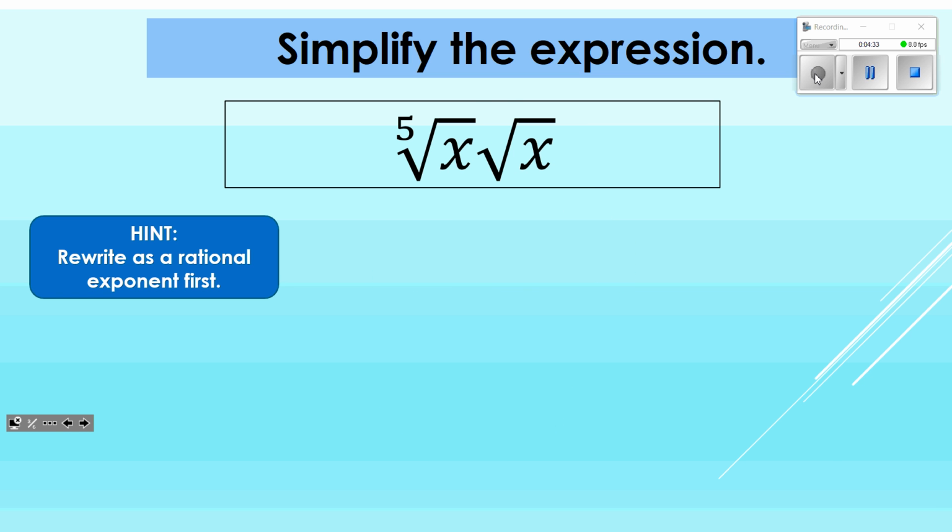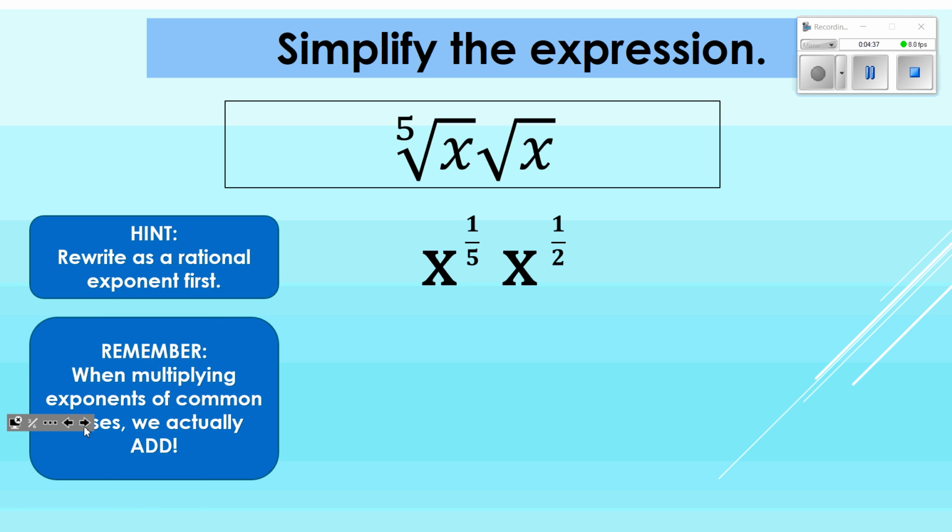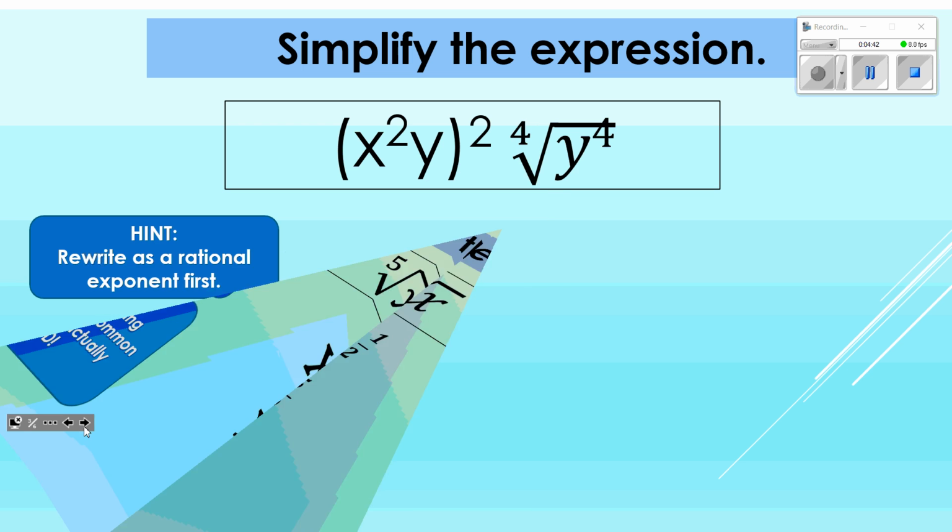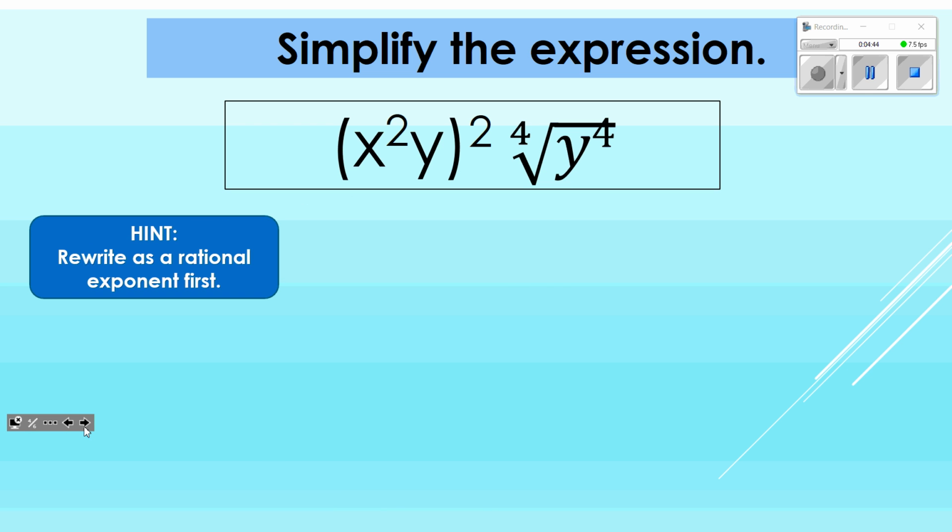Erase this, so I could have just gone through the PowerPoint with doing it. There's the 1/5. We actually add. There's the exponents, adding. Okay, let's look at this one. Okay, break it down step by step.